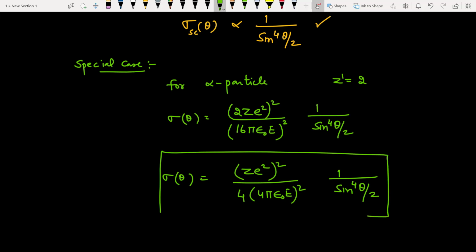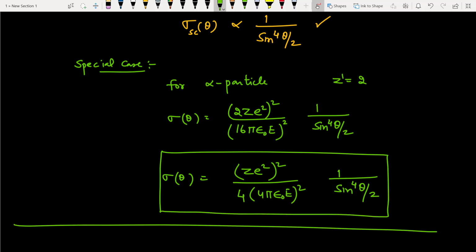So this is the scattering cross section for the alpha particle, because Rutherford scattering was mainly introduced for the scattering of an alpha particle from a gold nucleus. So dear students, you might have studied Rutherford scattering in lower classes, but today we have dealt with the mathematics behind the scattering, and what we have studied is that the path of the particle is hyperbolic in nature and the cross section is inversely proportional to sine power 4 theta by 2.